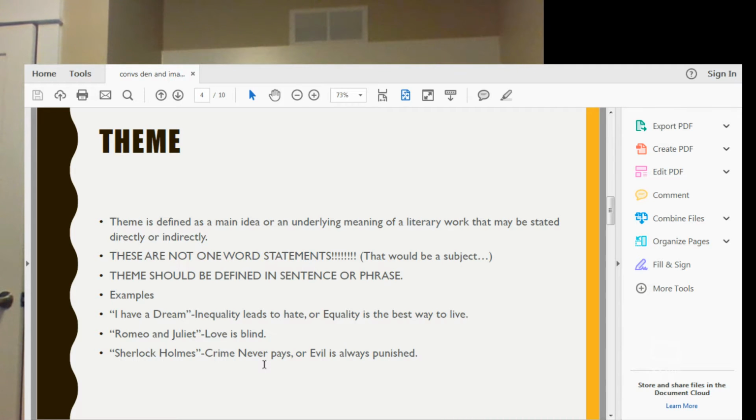That is a theme. Those motifs, those one words like a dagger or blood or mystery or anything like that, lead up to the theme. It helps emphasize the theme. Like in I Have a Dream, him saying, I have a dream, I have a dream, that leads up to him talking about how equality is the best way to live, or inequality leads to hate. All those dreams, all those images that he puts in their head, lead up to it. So that is the difference between motif and theme. They are very, very easily confused, but they are very, very different.